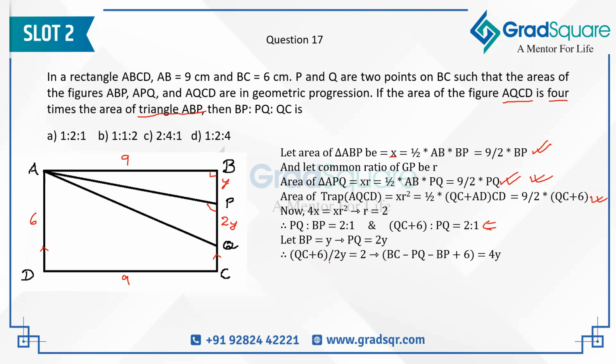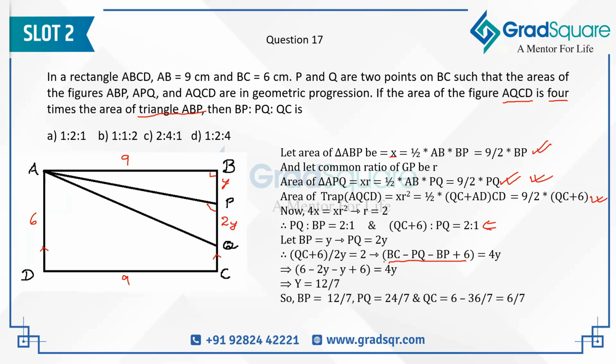Right. So now taking this equation, I can write QC as BC minus BP minus PQ, right, plus 6 and cross multiplying 2y to the other side is equal to 4y. Now, if I look at the expression which I have on the left hand side, the length of BC we know is 6, breadth of the rectangle, PQ is 2y, BP is y. So putting all these values in, I get 6 minus 2y minus y plus 6 is equal to 4y. And simplifying this, we will get the value of y as 12 by 7.